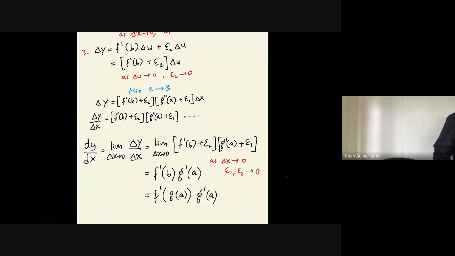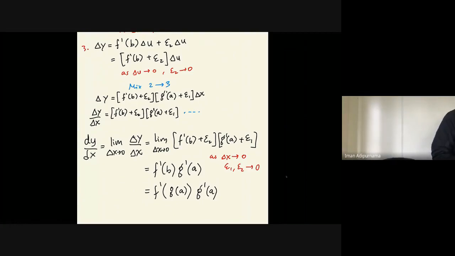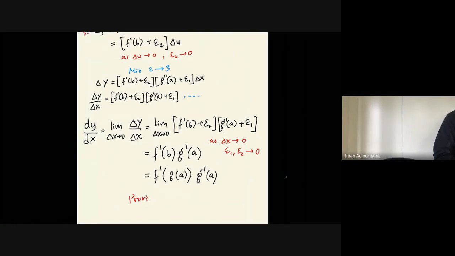Why do we need to include the epsilon? Because the epsilon is showing you that it is a small number, and with the limit concept, we can make those differences become zero. Okay, and that's proving the chain rule.